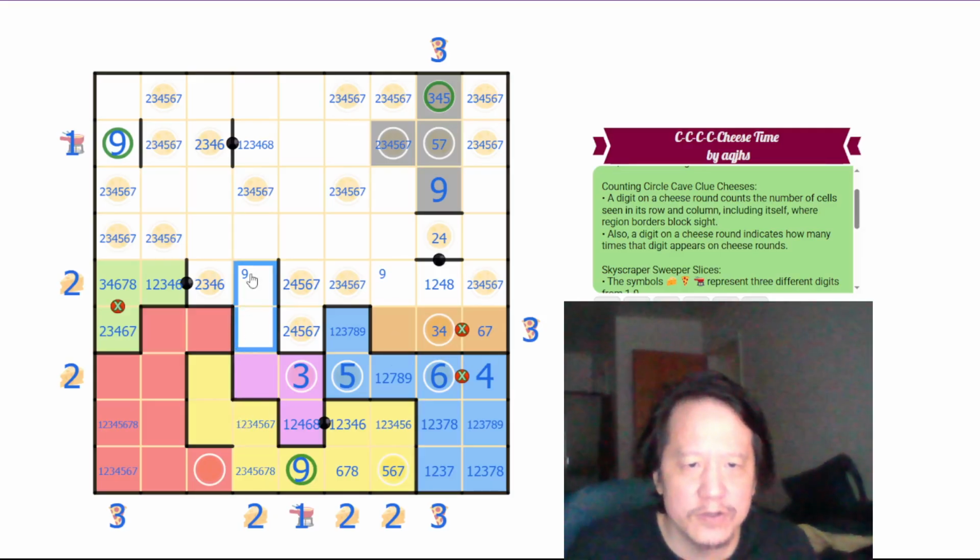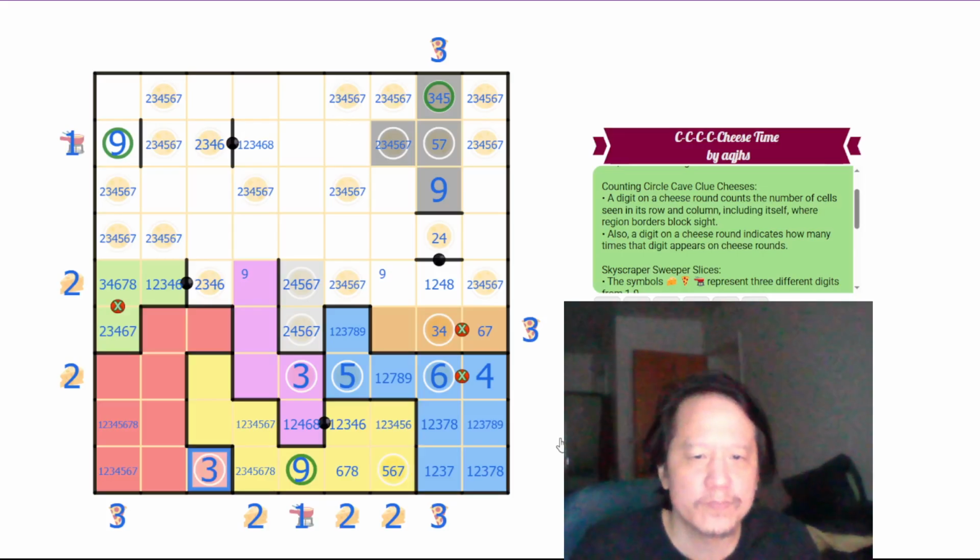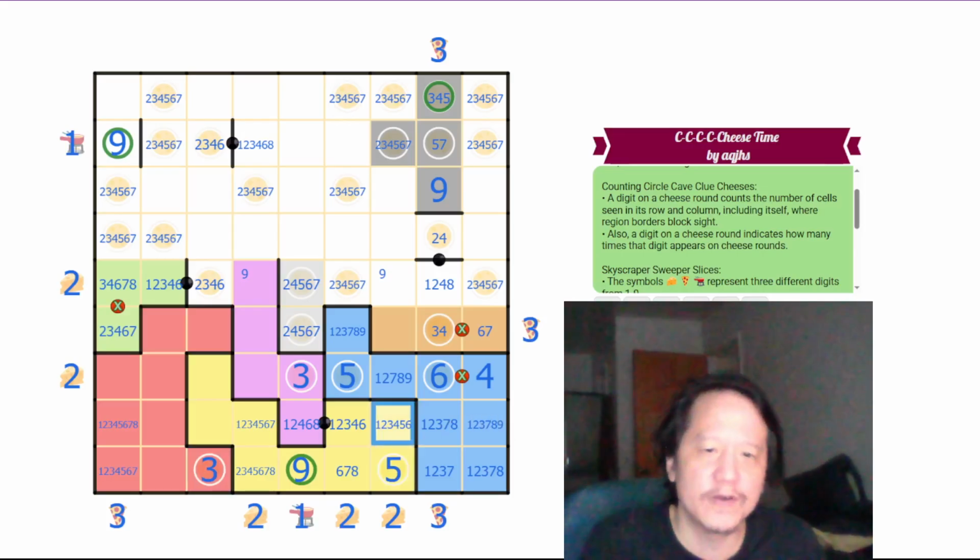Let's continue. Pink, pink. This is a separate region. Could be orange. Could be some other one. Don't know. This sees 3. This sees 5.